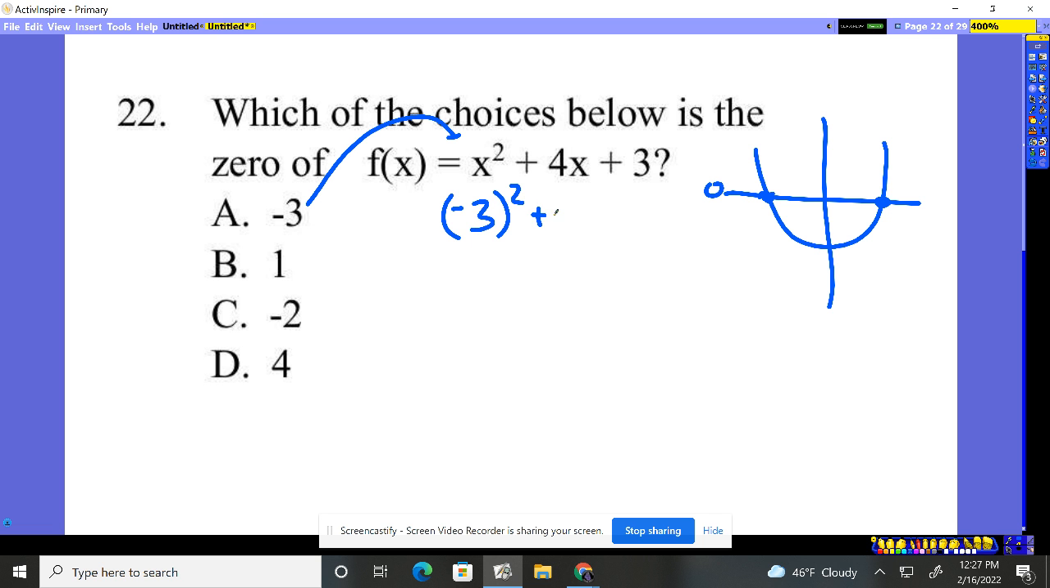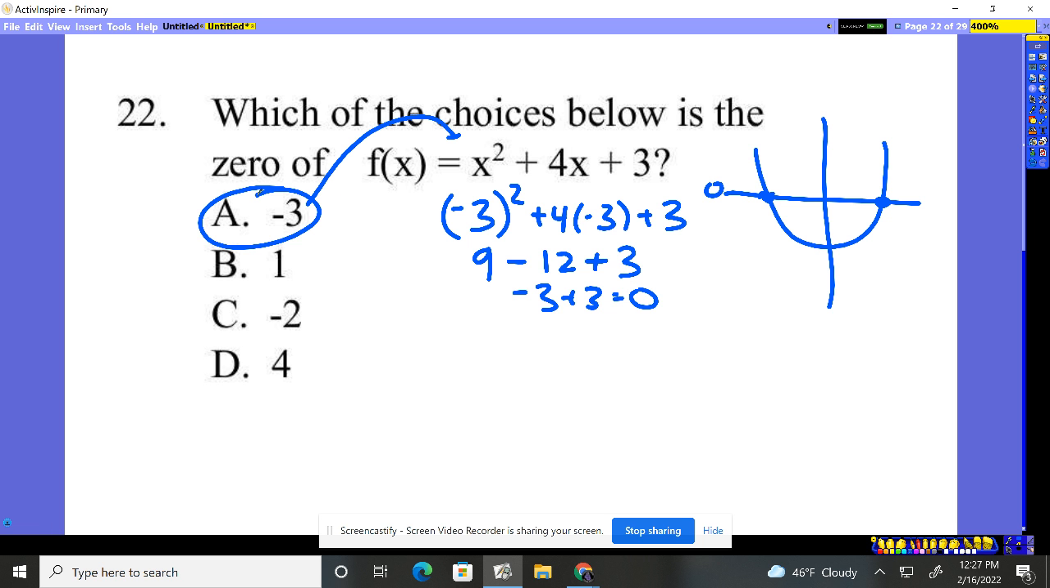-3 squared plus 4 times -3 plus 3. Let's see if that gives us a 0. If so, then this is our answer. That's 9, because negative times negative is positive. 4 times -3 is -12, plus 3. 9 minus 12 is -3, plus 3. Oh, yes, it is. So it's choice A. Always nice when it's the first choice for us.